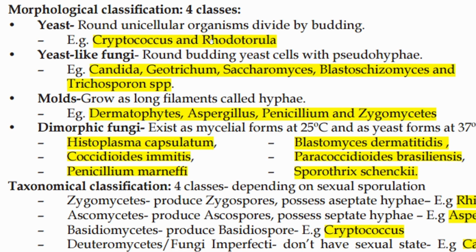Then we have Rhodotorula. What is the meaning of rhodo? Rhodo means red. What is the meaning of torula? Torula means swelling. When these organisms invade our body, they form certain red spots on the skin, hence they are called Rhodotorula. They form red pigmentation. Then we have yeast-like fungi. Here we have Candida, Geotrichum, Saccharomyces, Blastomyces, and Trichosporon. What is the meaning of Candida? Candidus means white or bright.